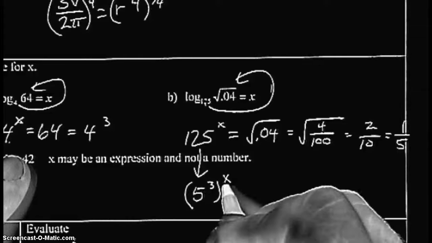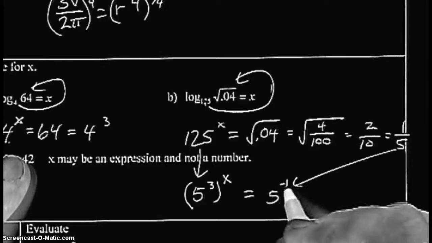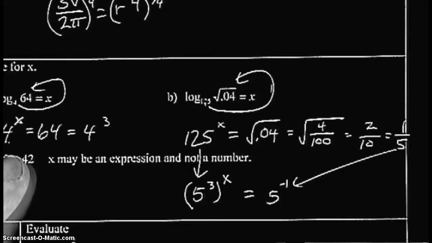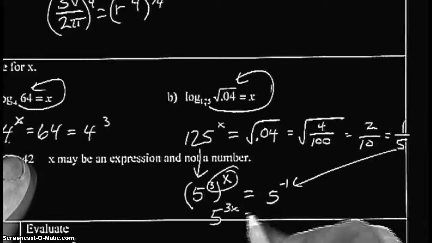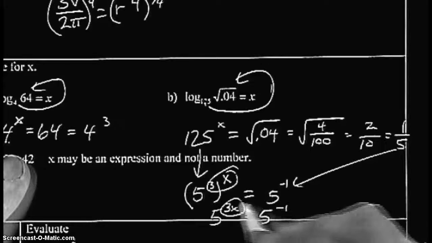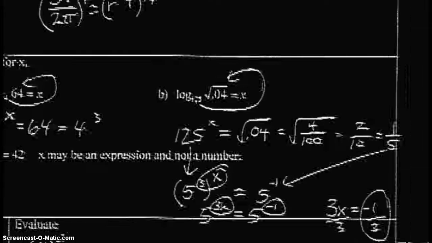Of course, you can't forget it's to the x power. And over here, this is going to be 5 to the negative 1st. That's how you get that base to flip over, right? 1/5 is 5 to the negative 1st. So we can multiply the power of a power, and now we can compare the exponents. 3x must equal negative 1, and the only way that can happen is if we're talking about negative 1/3.